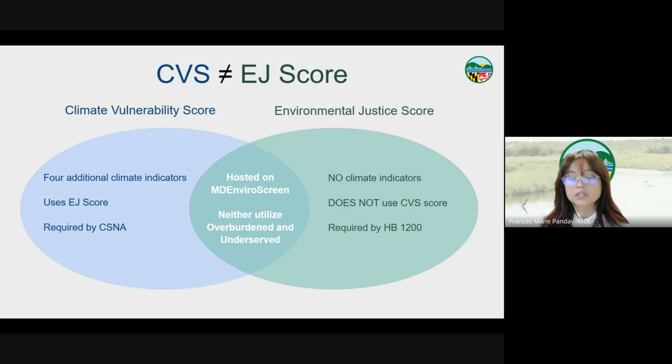The climate vulnerability score, unlike the EJ score, uses climate data. There's no climate data at all within the EJ score. The climate vulnerability score also uses the EJ score as one of the data inputs into calculating the final composite index, whereas the EJ score does not use any climate vulnerability score output at all. Finally, there's two different pieces of legislation that these scores are coming from. The first being, again, the Climate Solutions Now Act for CVS, and then for the EJ score, House Bill 1200.